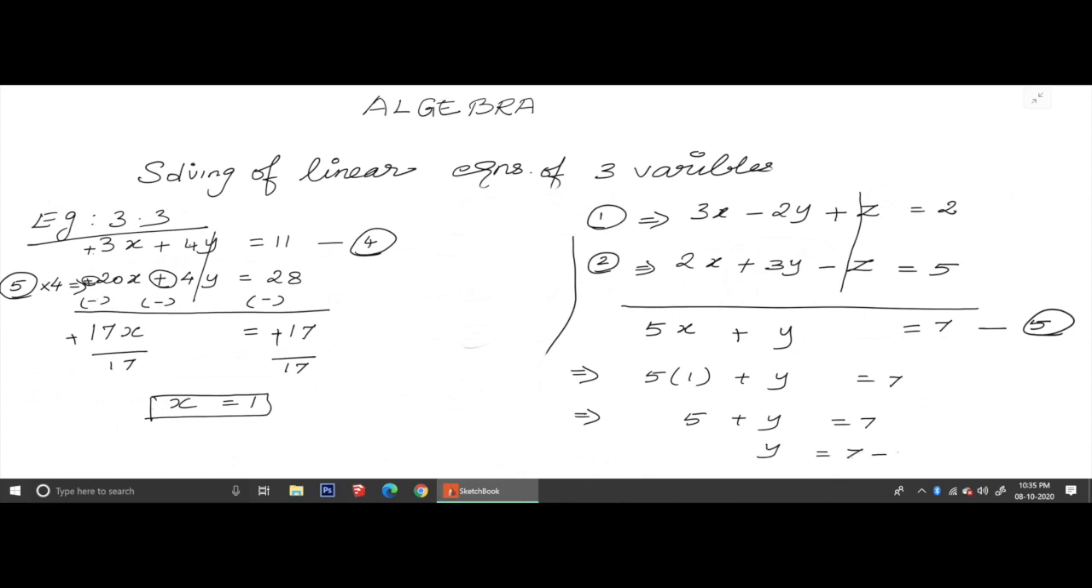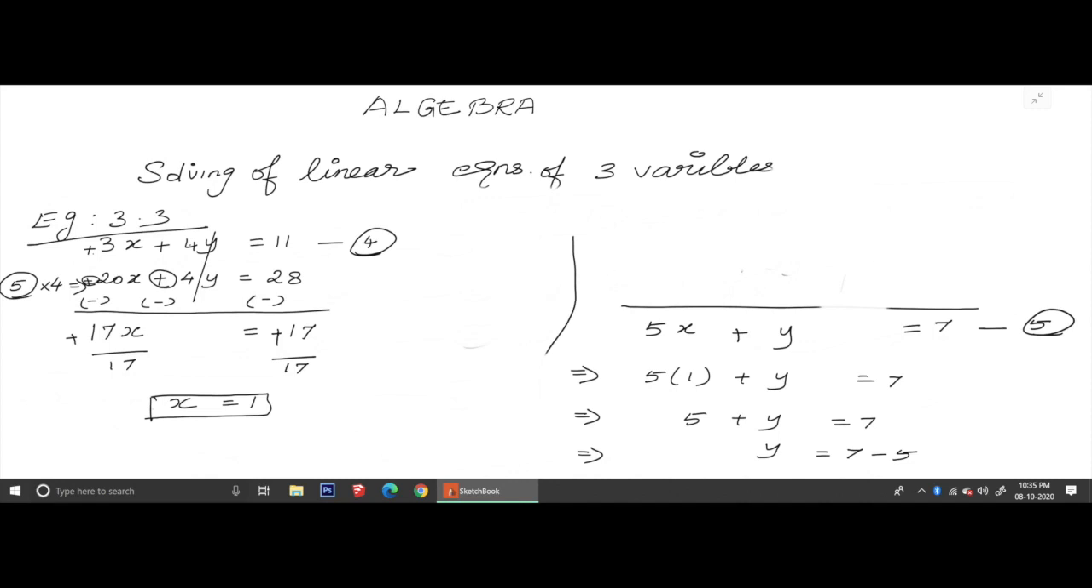This 5, it is plus. Comes to the other side, it becomes minus, and then you'll be having y is equal to, okay, you can continue. You'll be having space. Since I don't have space, I'm erasing this and I'm writing. Okay. So here, what will be your next step? This implies that y is equal to 2. Right? Your x is equal to 1 and your y is equal to 2.